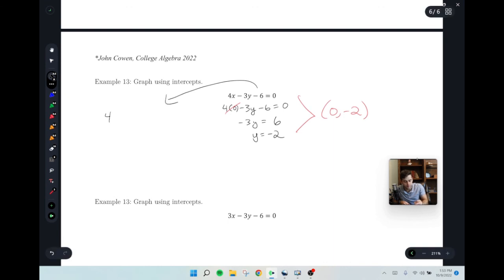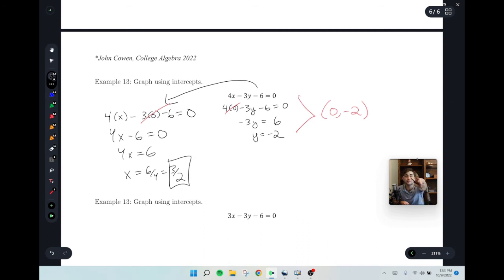4 times x minus 3 times 0 minus 6 equals 0. They're saying that 0 takes it out, right? You're left with 4x minus 6 equals 0. 4x, move that 6 over. x equals 6 over 4, which is 3 over 2. That's not just 3 over 2. That was terrible of me. What is that? That is not 3 over 2. That is the point (3 over 2, 0), right?